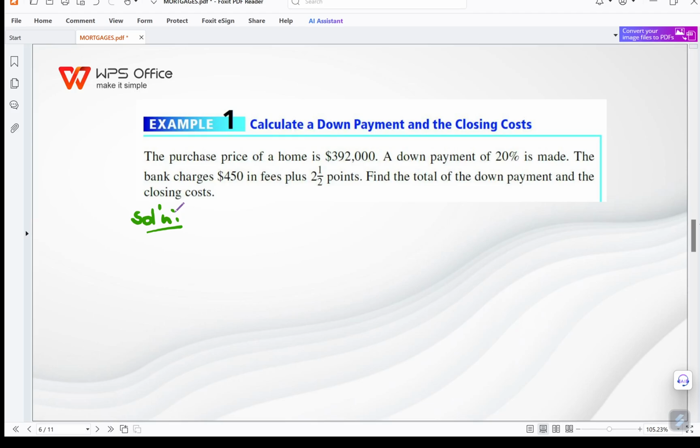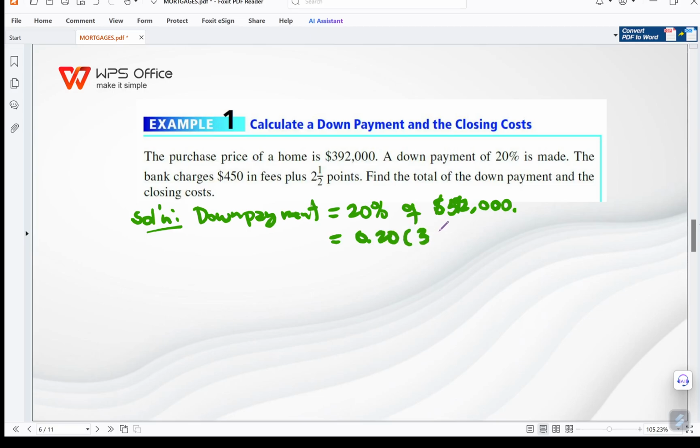So we need to find the down payment. Now the down payment is quite easy to solve. This is just 20% of the selling price or the purchase price, $392,000. So that is just 0.20 multiplied by 392,000. So the down payment is equal to $78,400. Okay, so that is the down payment.